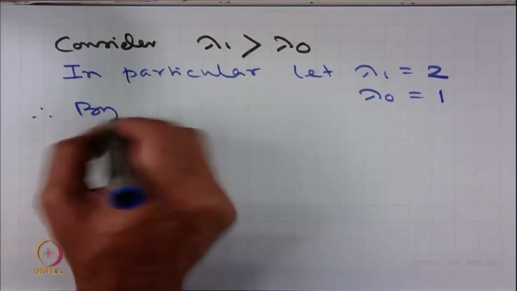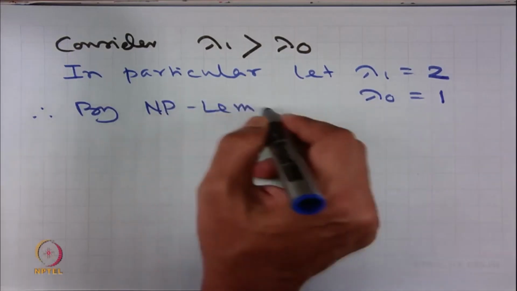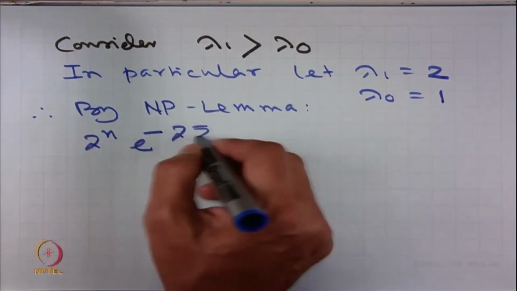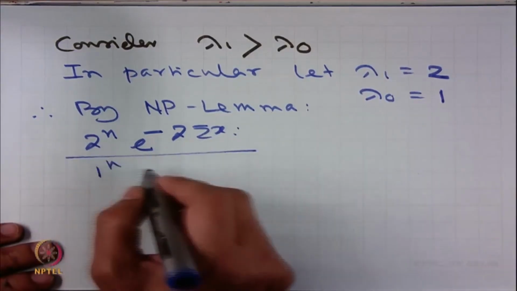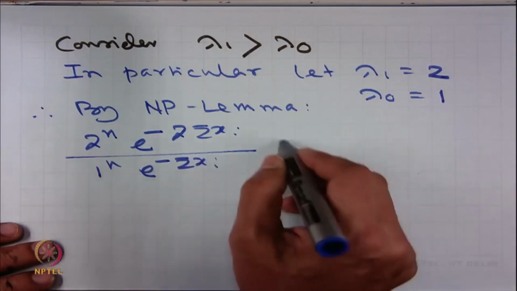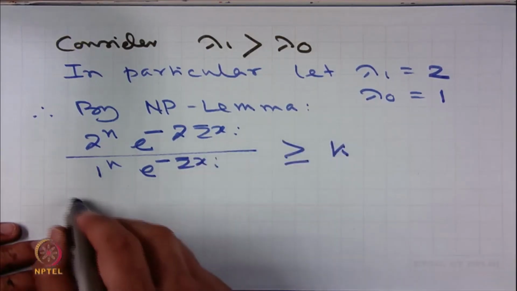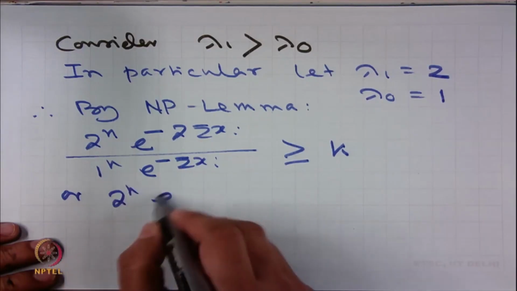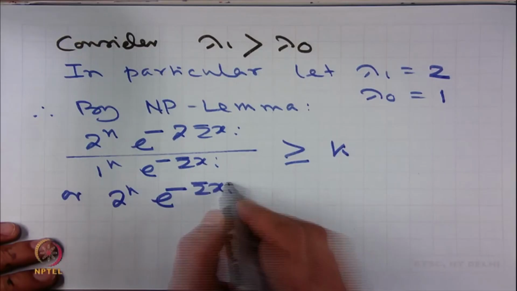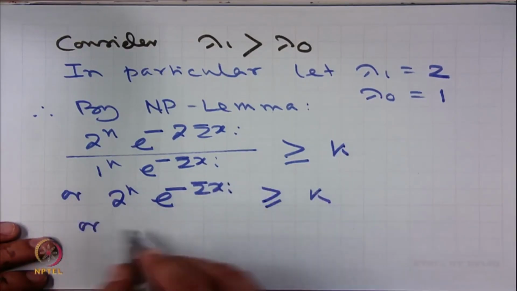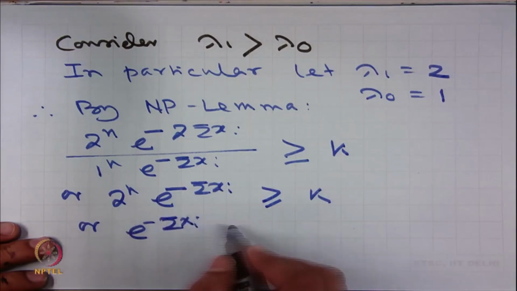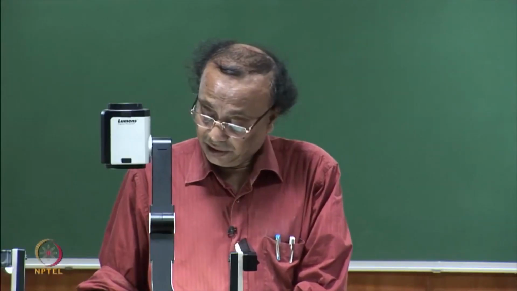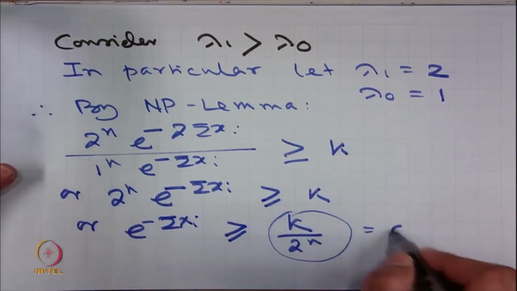Therefore, by NP lemma, 2 to the power n e to the power minus 2 sigma xi upon 1 to the power n e to the power minus sigma xi is greater than equal to k, or 2 to the power n e to the power minus sigma xi is greater than equal to k, or e to the power minus sigma xi is greater than equal to k upon 2 to the power n. Let us call it a constant equal to c.